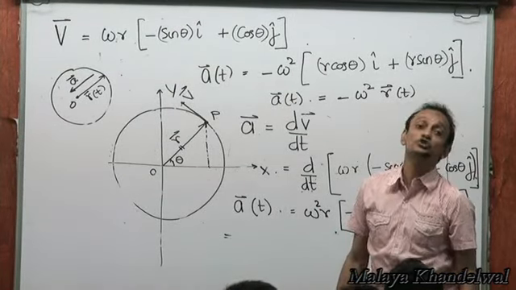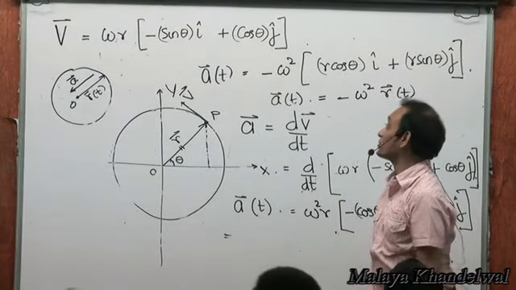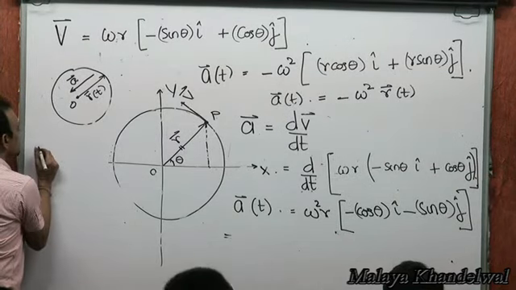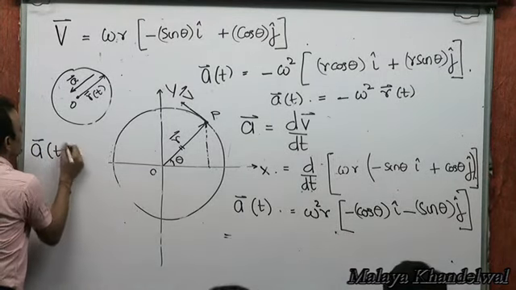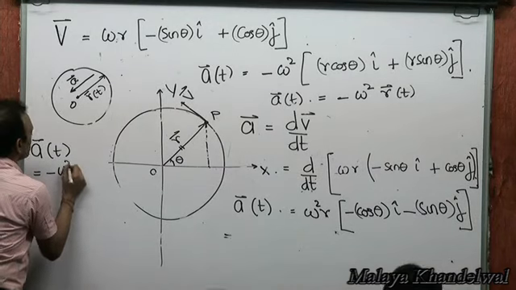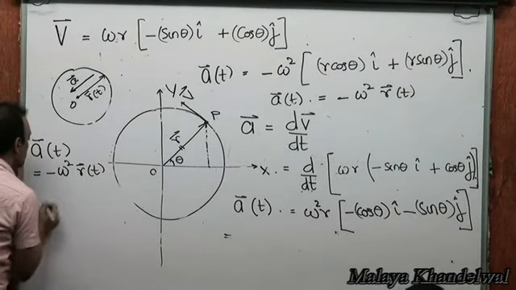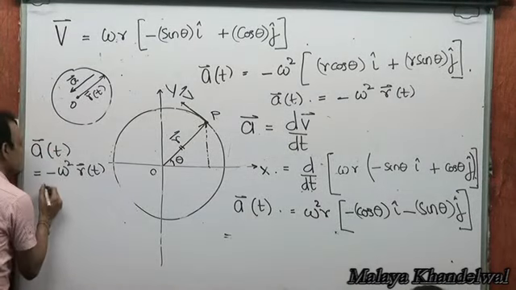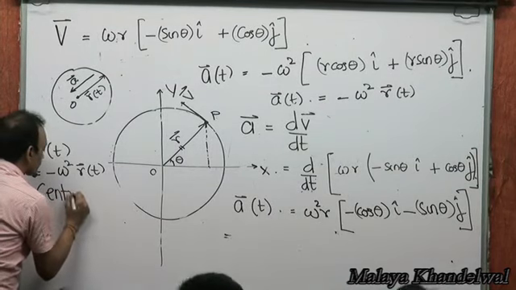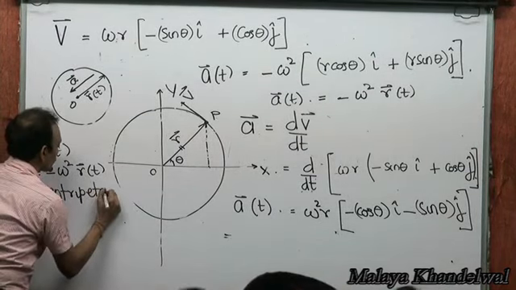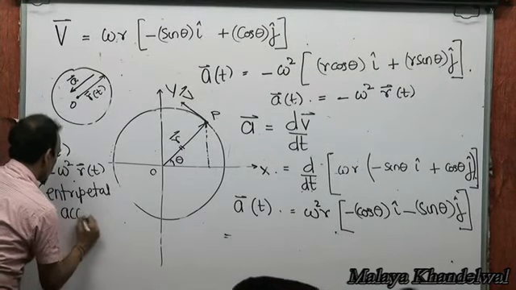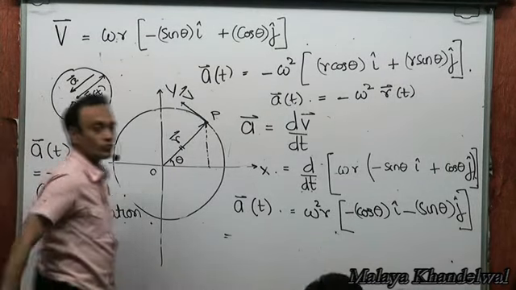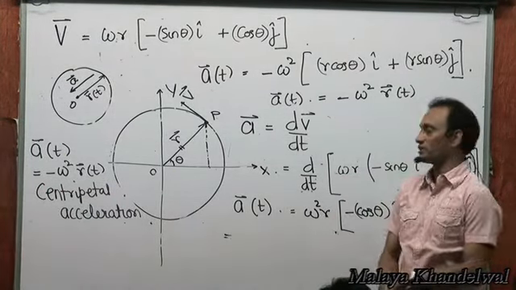And this acceleration is called centripetal acceleration. This acceleration is therefore referred to as centripetal acceleration. So acceleration equal to minus omega squared times r at any given instant. This acceleration directed towards O will be referred to as the centripetal acceleration.